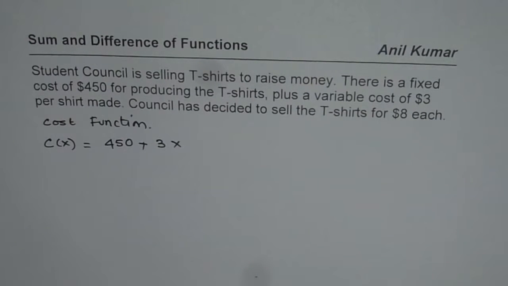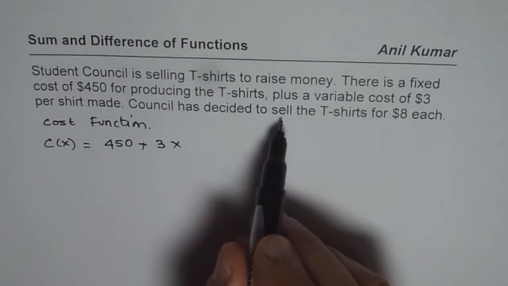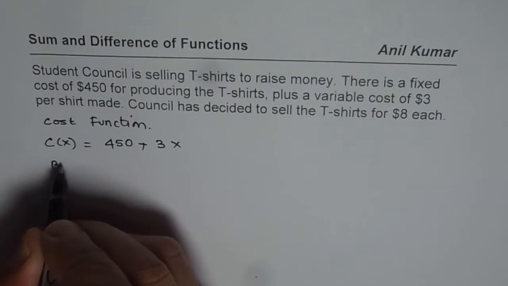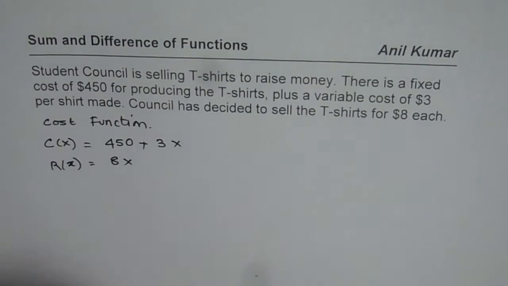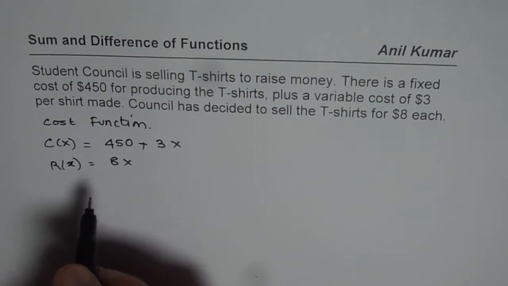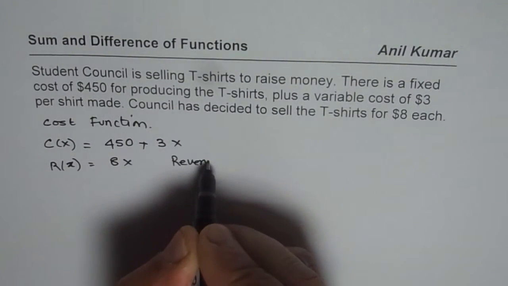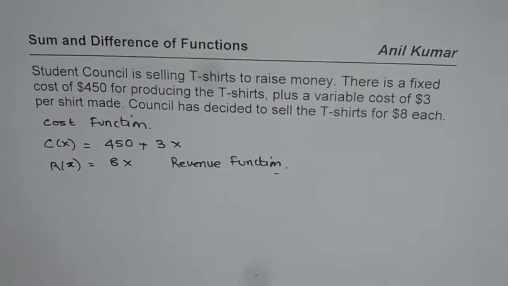And now let us also find what is the revenue. Council has decided to sell t-shirts for $8 each, so the revenue will be $8 on each shirt. So we can say revenue is 8x. Okay, so these are two functions for us. Combining these two functions, we can actually find the profit function, right? So R of x equals 8x is the revenue function. Now we can combine these two functions and get profit.